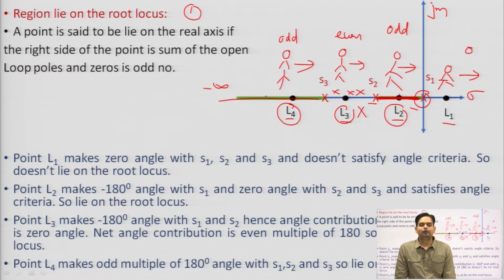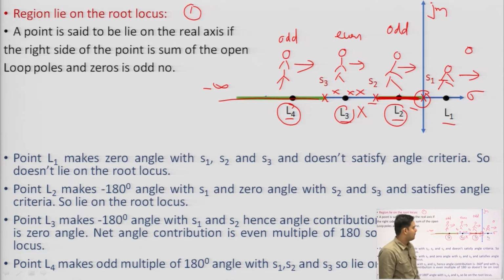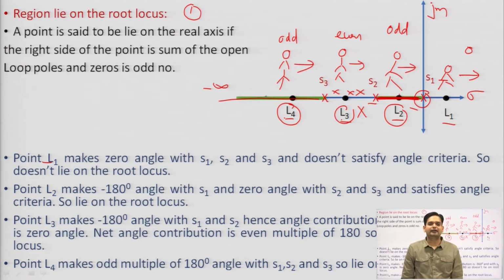First rule, you need to determine which part of the root locus will be available on the S plane. Okay. So, this rule can be understood by this method also. If you want to know why we are logically doing it, here these location points L1, L2, L3 and L4 should satisfy the angle condition. If they are satisfying the angle condition, then these locations will lie on the root locus.